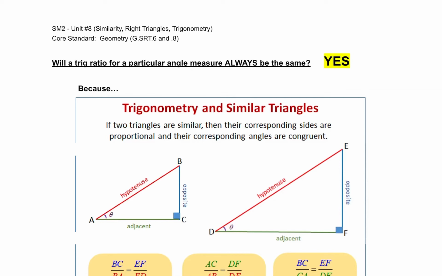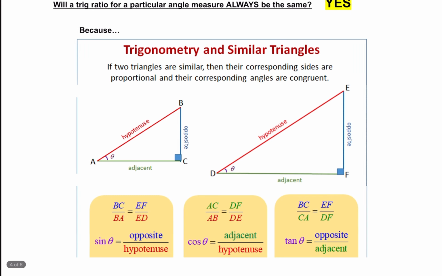Okay, today we're going to be continuing our 8.2 notes. When we left off last class, we were on the top of page 4. It says, will a trig ratio for a particular angle measure always be the same? The answer is yes, and that's because of trig and similar triangles and how they work together.